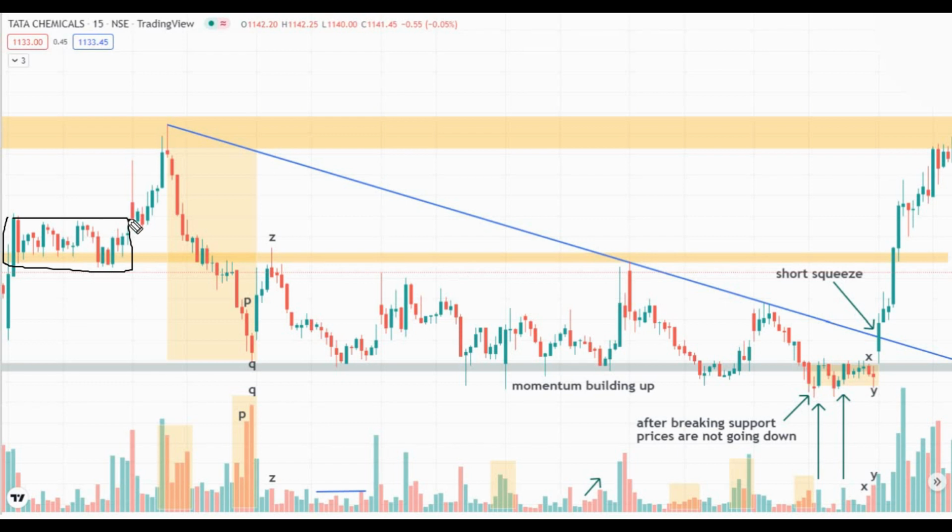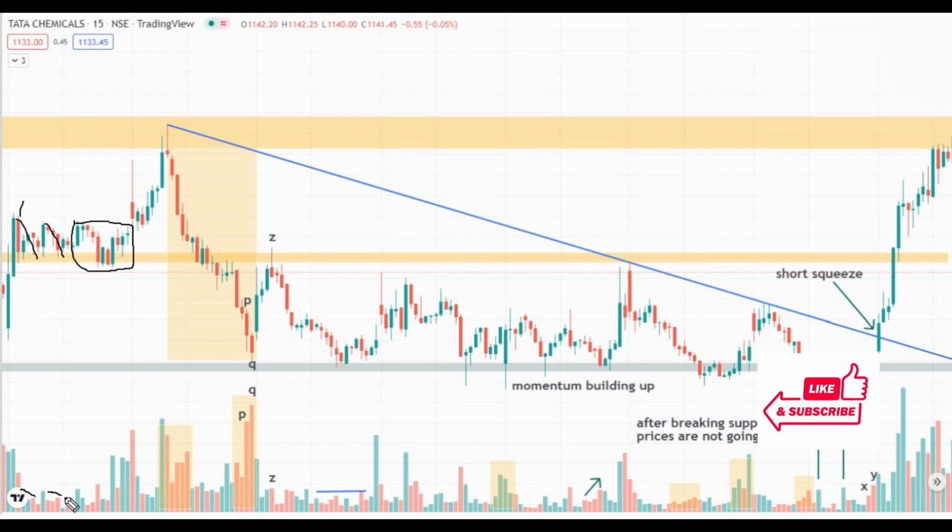Now after defending this level, what happened? Again prices opened gap up and shot up towards the upside. Now in this consolidation phase, what happened? Sellers tried from here but they failed. Again they tried from here, failed. And look at the volume. Volumes are considerably lower than the buying leg.